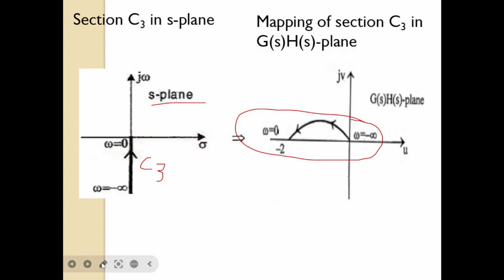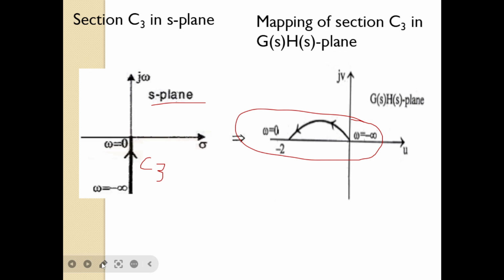So what were the section plots that we got earlier? For mapping of section C1, the plot that we have got was this. This is the plot that we have got for mapping C1. What about C2? This is the plot that we have got for C2. Now for C3, it is the mirror image of C1. C3 is nothing but the mirror image of C1. Now let us combine all this. If you combine all this, this is the Nyquist plot on the G(s)H(s) plane.